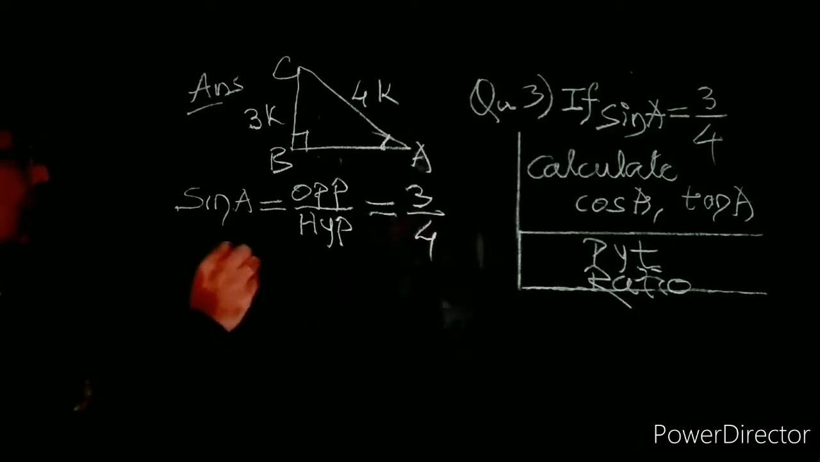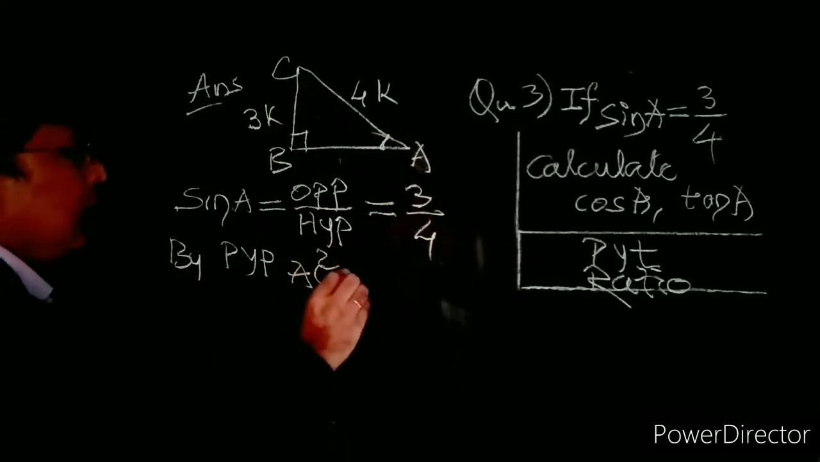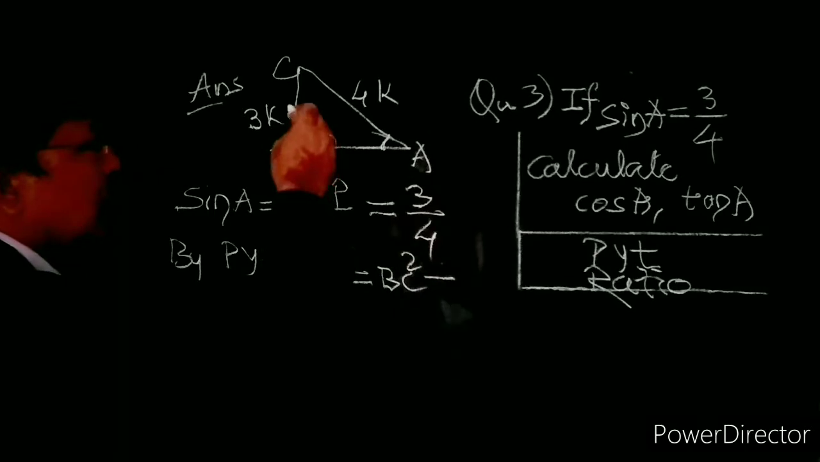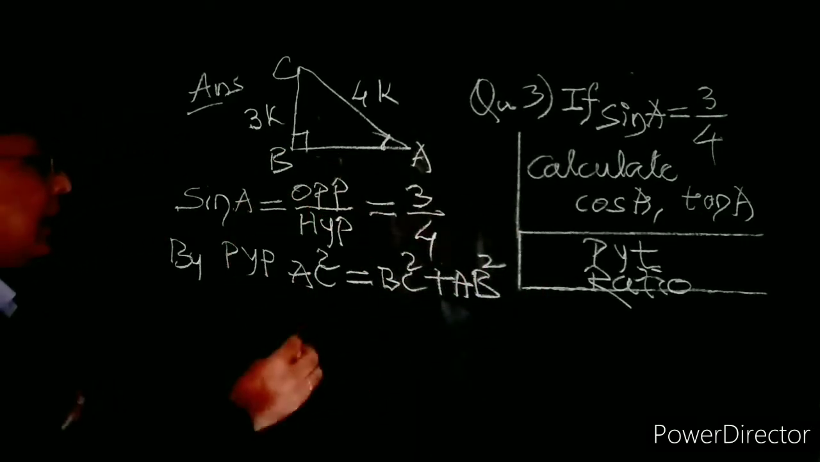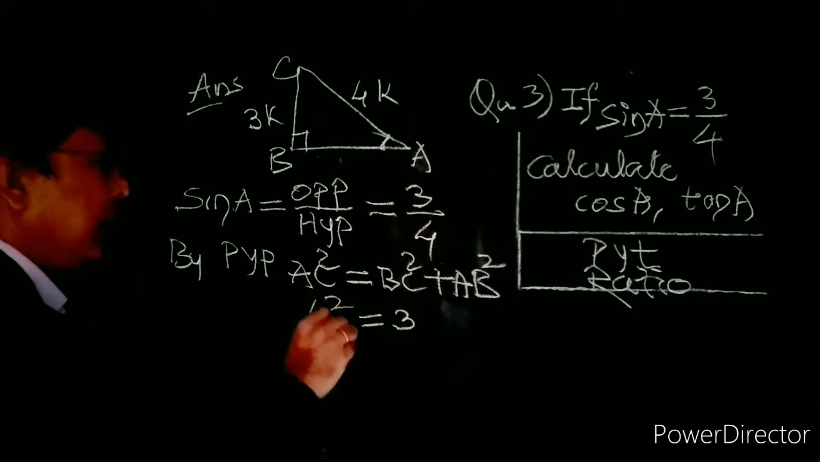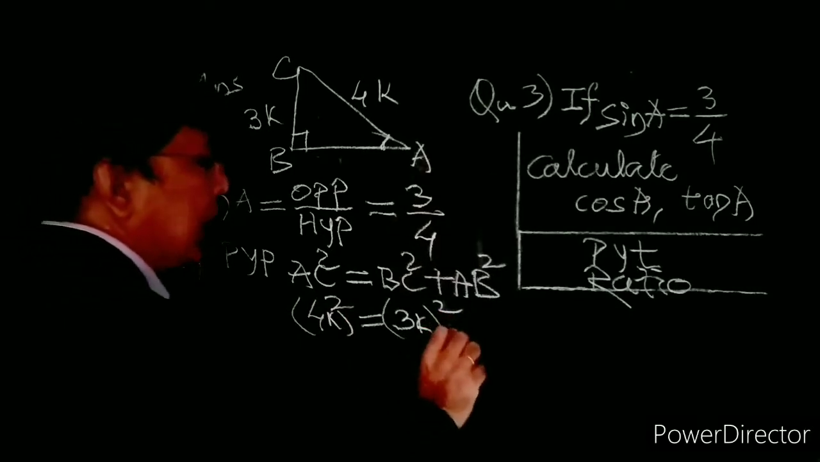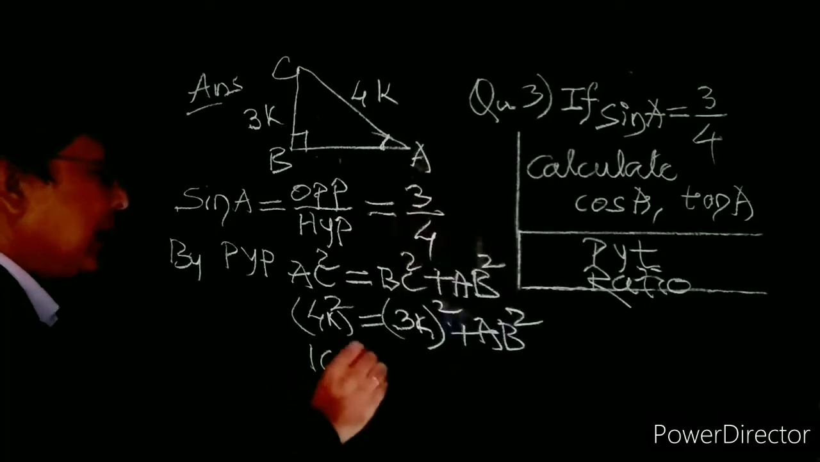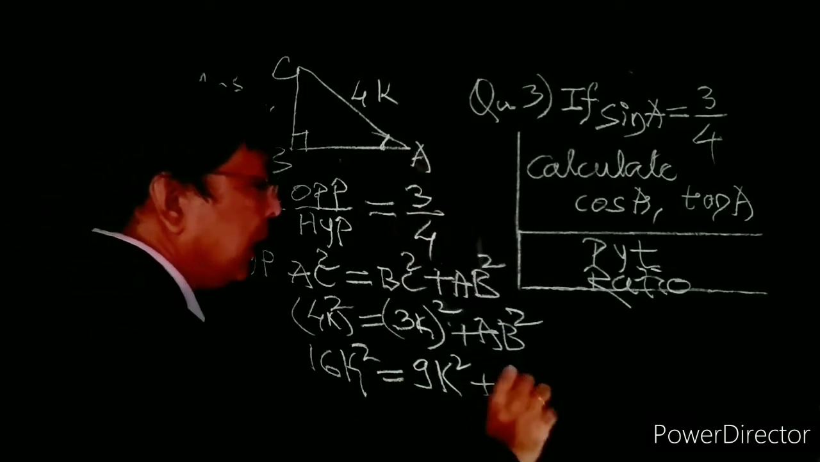Now let us apply the Pythagoras theorem. By Pythagoras theorem, AC square, that is hypotenuse square, is equal to the sum of squares of the remaining two sides, that is BC square plus AB square. Now AC is 4k and BC is 3k. So 4k square is 16k square, equal to 3k square, that is 9k square, plus AB square.